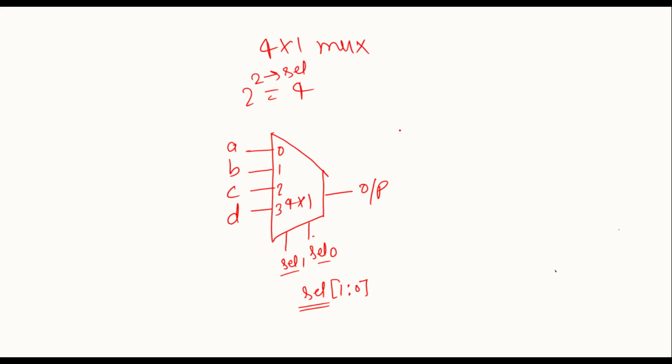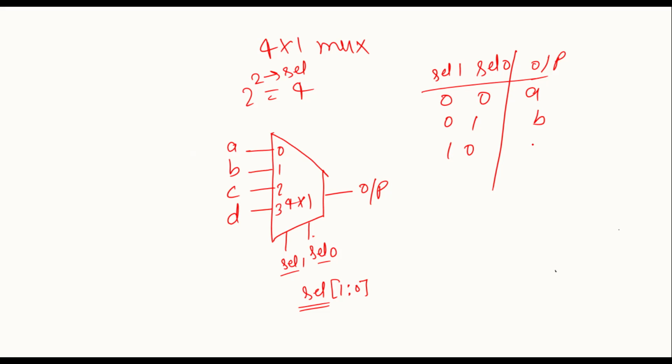Alright, so what is happening here? With sel 1 and sel 0, whenever it is 0, 0, it will take output as A. 0, 1, it will take B. 1, 0, it will be C. 1, 1, then D. So this is what is happening in the 4 cross 1 mux.